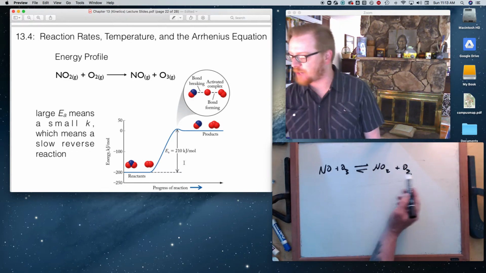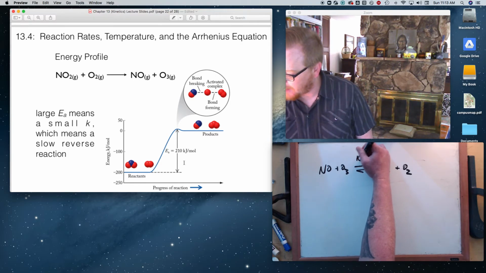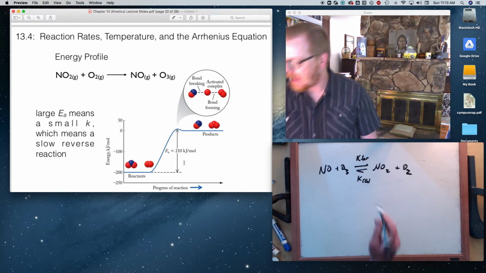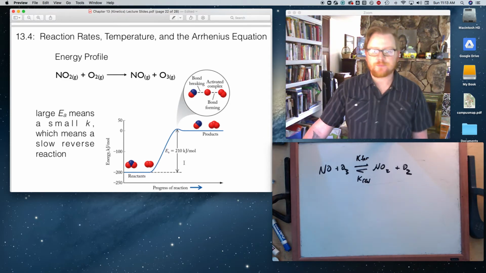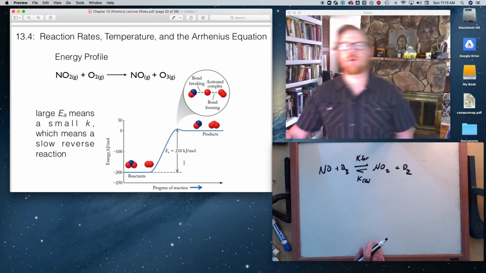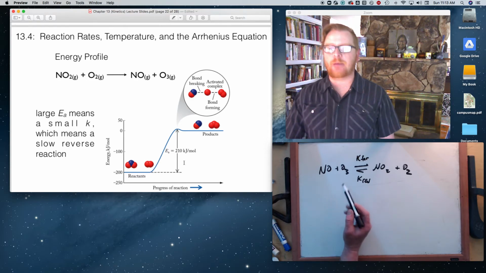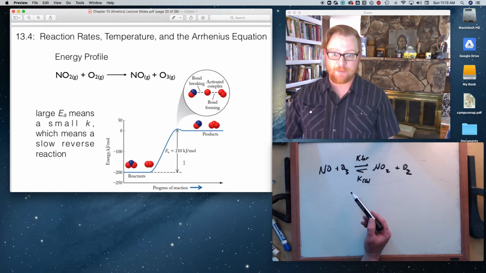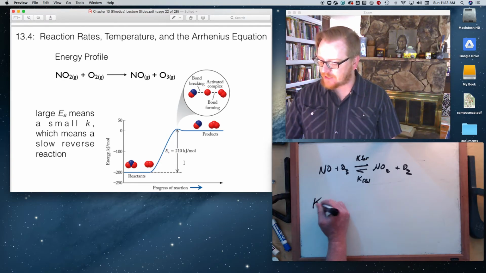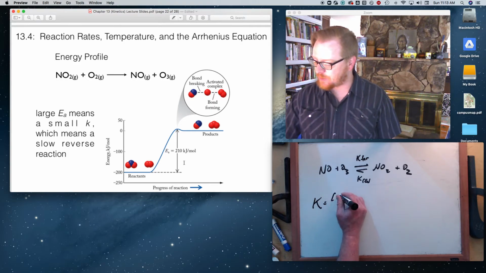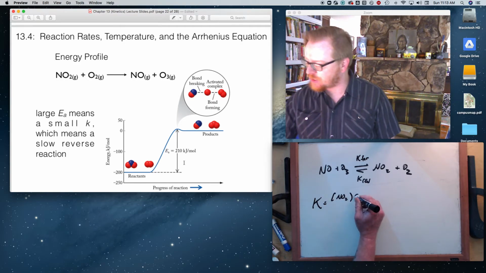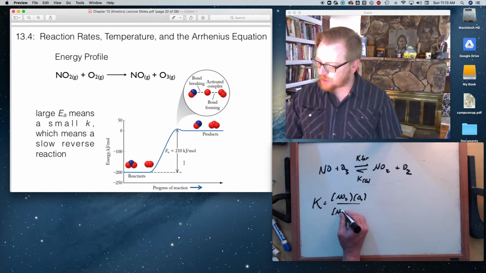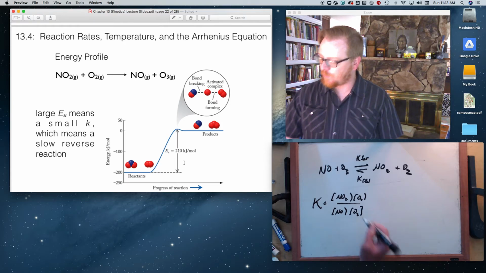So we talked about this reaction going forward and reverse, and I'll write the forward as K forward and the reverse as K reverse. So if you think about this thing, equilibrium is going to be established by how likely it is to go forward or reverse, right? And so if we think about an equilibrium constant, we know the equilibrium constant for this reaction is going to be concentration of NO2 over O2 divided by the concentration of NO over O3.